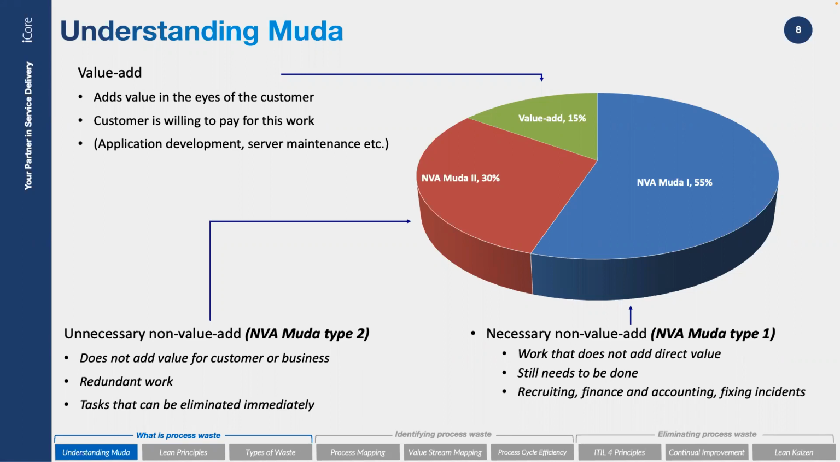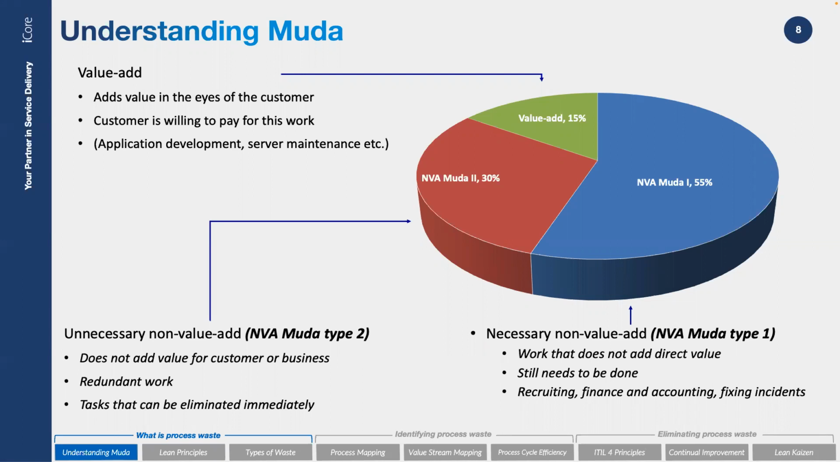And then we've got the more sinister Muda type 2, unnecessary non-value add work. This does not add value for anybody, for the customer or the business or whatever. This is work that is redundant. This is coming back to that statement, well, it's the way that we've always done it. Maybe that's the way we did it in the olden days, but it's not quite mapping the tools, the way of working, and the expectations of the business now. So these are tasks that should be eliminated immediately.